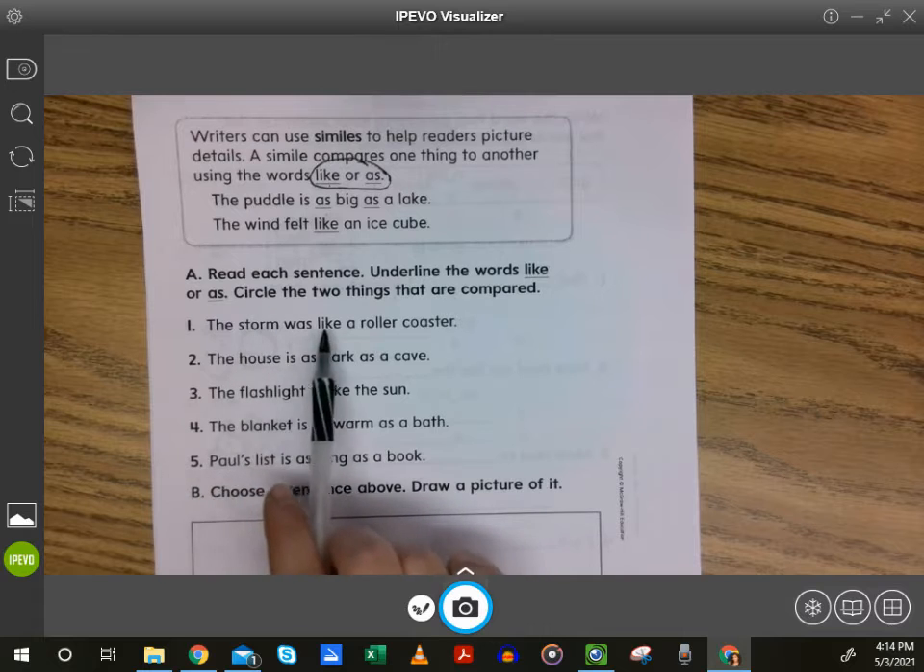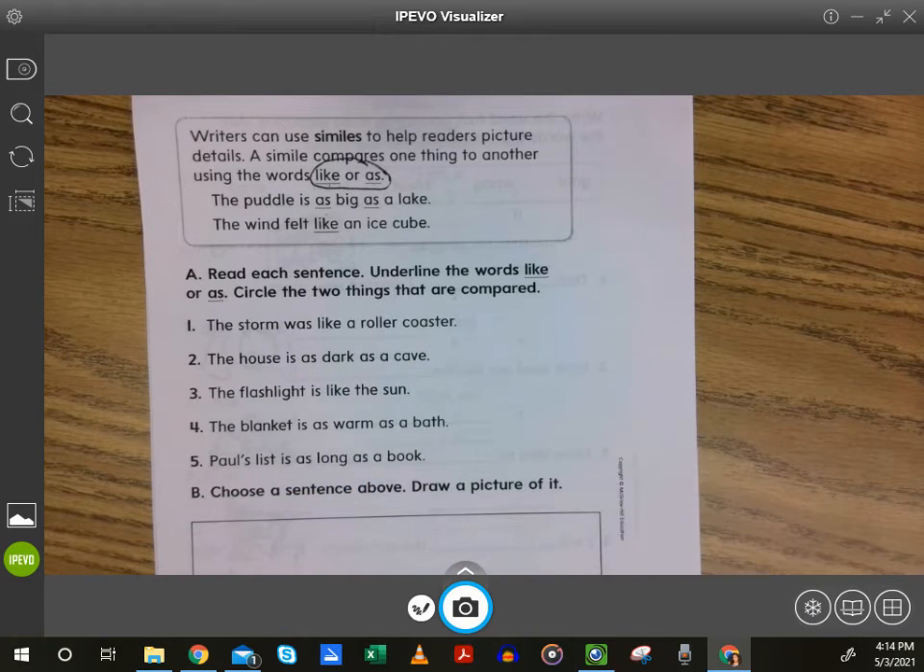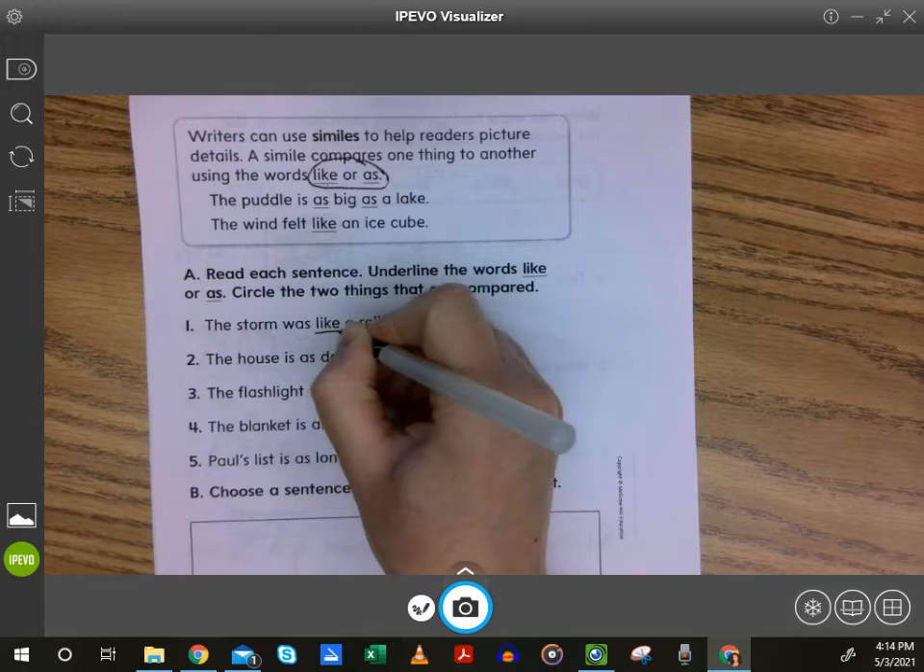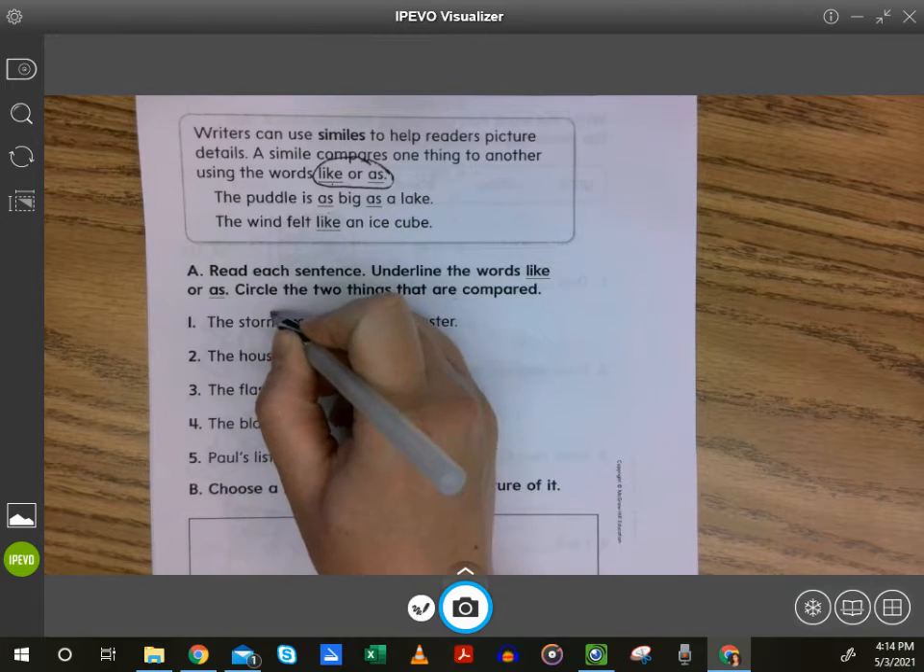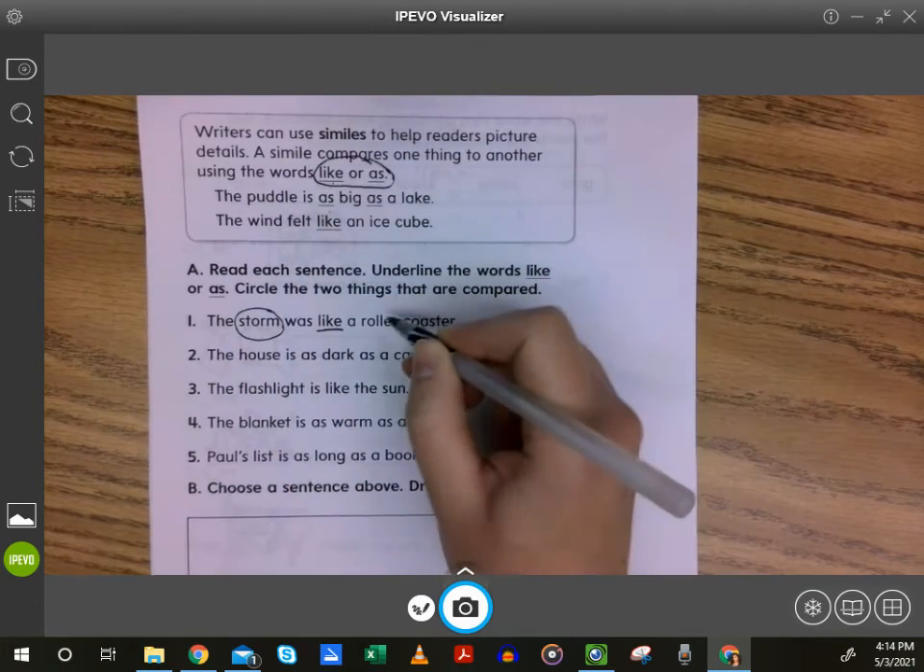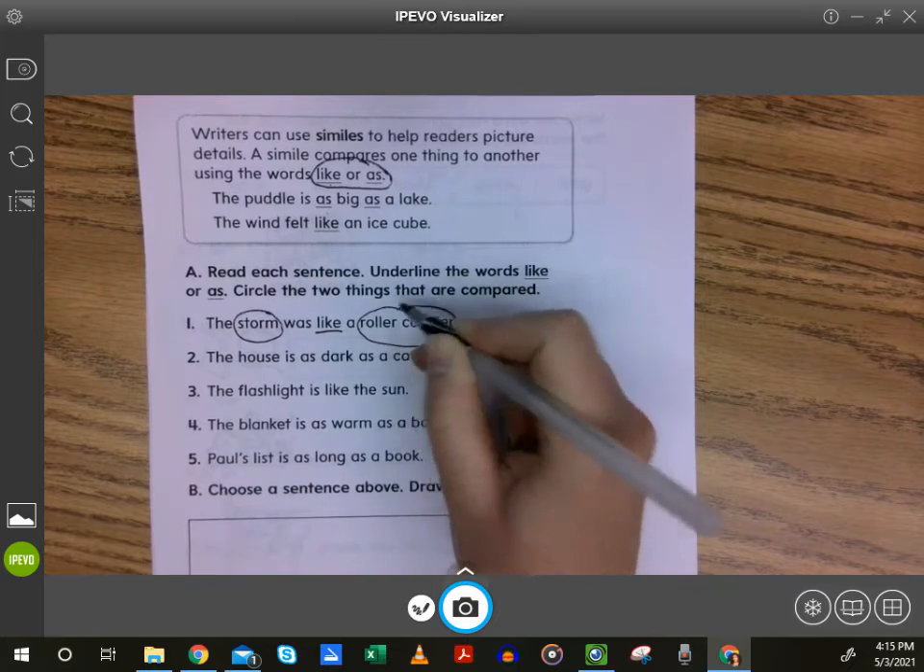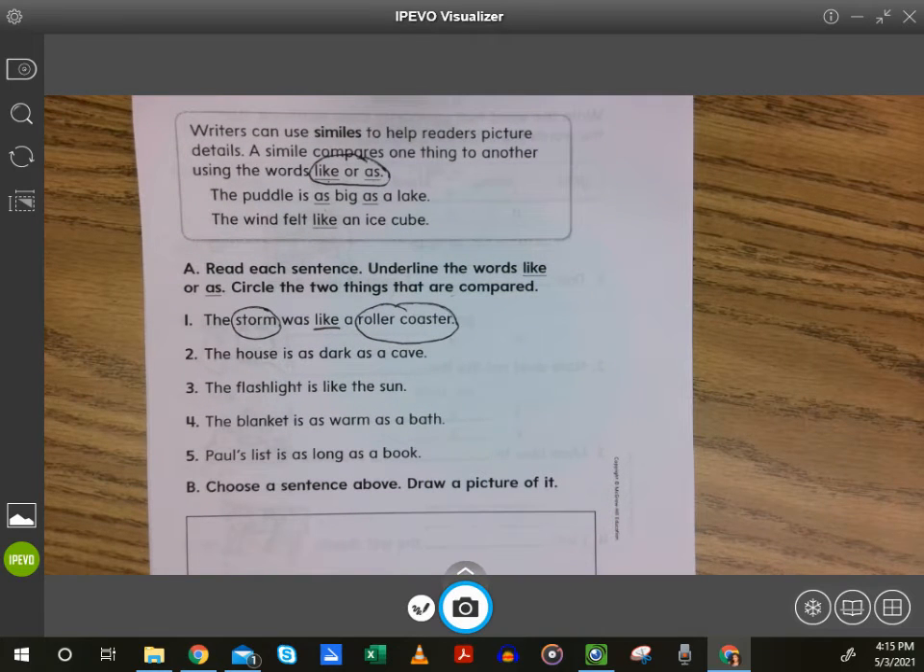The storm was like a roller coaster. Okay, what do we underline? Like, that's our comparing word. What are we comparing in this? A storm and a roller coaster. Okay, what do you think that means? It means the storm was going crazy. It would come really, really fast and then maybe slow down. It was really, really heavy and then maybe lighter. It was just up and down, just kept changing.